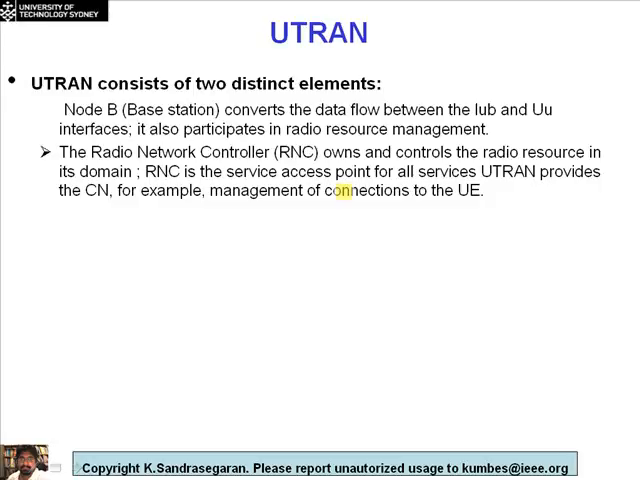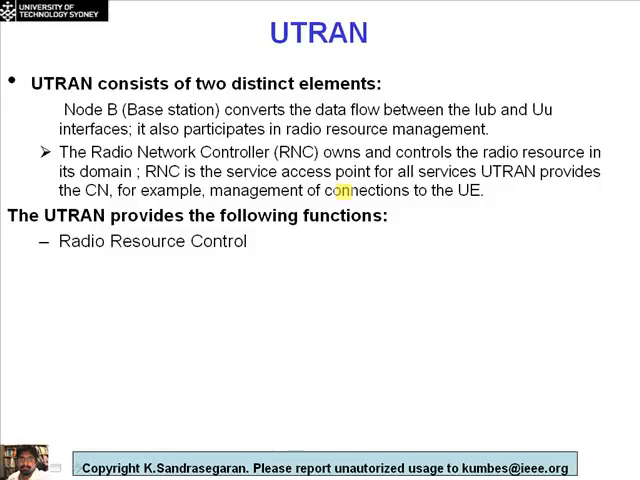What has happened is some of the functions that were done in the MSC in the 2G network have now been pushed down to the UTRAN network. So as a result, the RNC is far more complex than its equivalent BSC in the GSM network. So what are the functions that the UTRAN performs? Well, it's got to perform radio resource control. So all of the radio resource allocation mechanism is controlled by the UTRAN. Admission control, which is about admitting users: do we have sufficient resources in our network to admit a particular user?